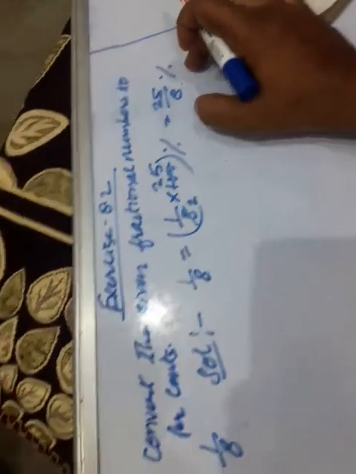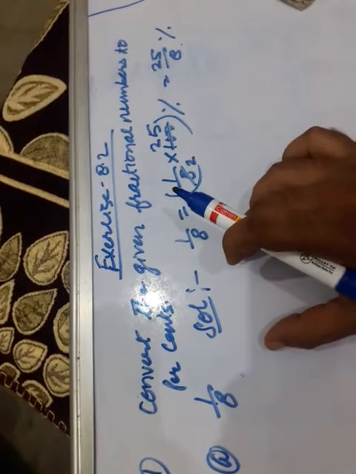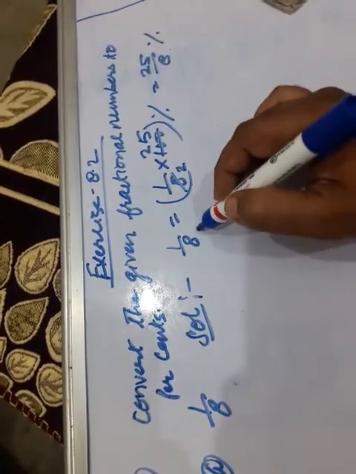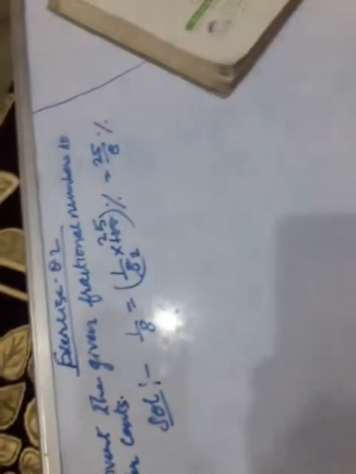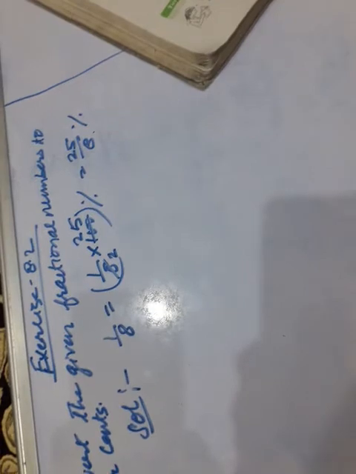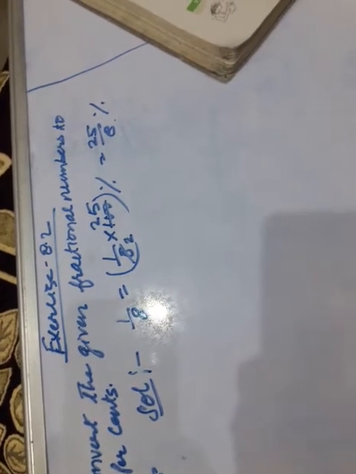Now, is there any doubt? 1 upon 8 is the fraction that is given, that has to be converted into percent. So write 1 upon 8, multiply this fraction by 100, and what else? Put the percentage symbol, calculate it, and that will be your required percent.